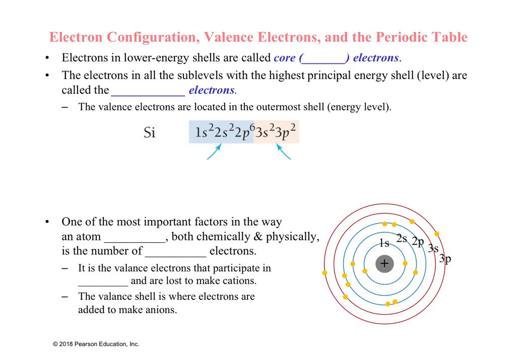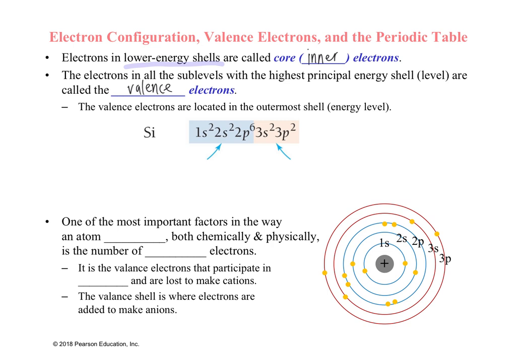Just some defining of terms again. We call the electrons that are in the lower energy shells the core or inner electrons. They're the ones that are kind of tucked in. They're shielding the outer electrons, or the valence electrons, from the full extent of the nucleus.